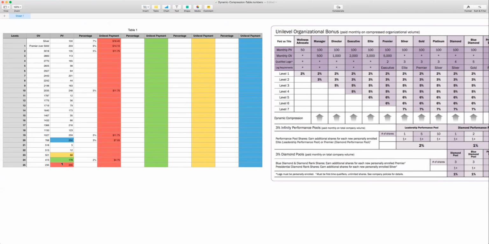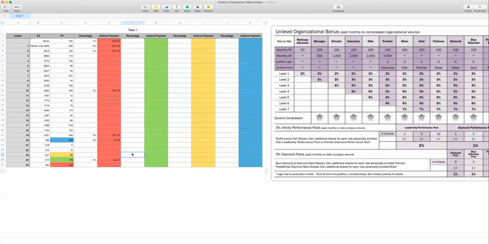particularly when you get to those elite and above payments. All right, so let's go ahead and pay out this next order, the level 24's order. So we're going to do that here. Now, again, level 1, we need a 50-point order.